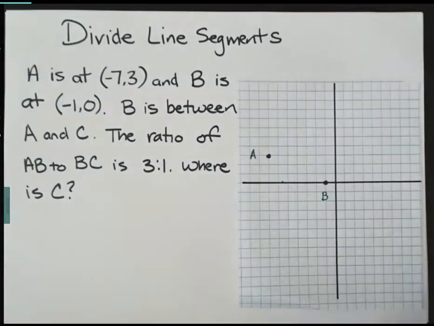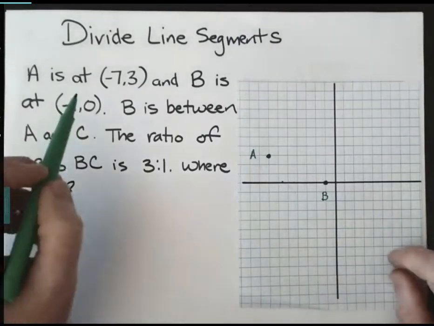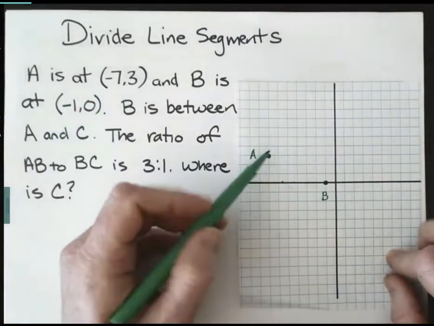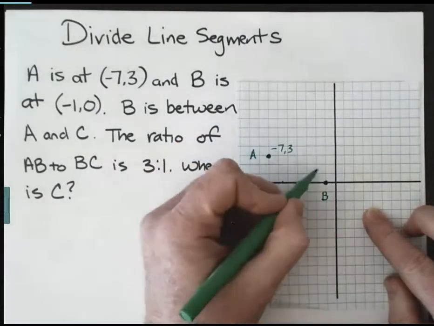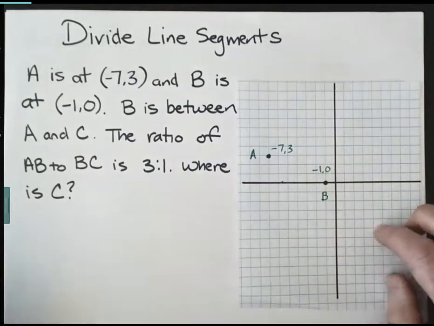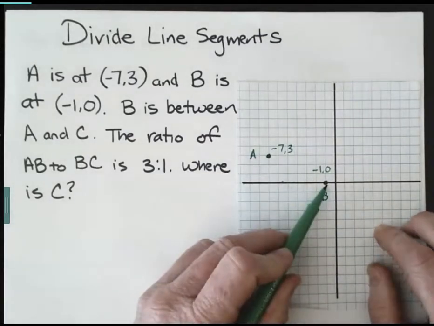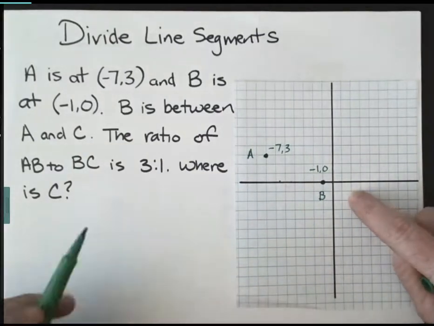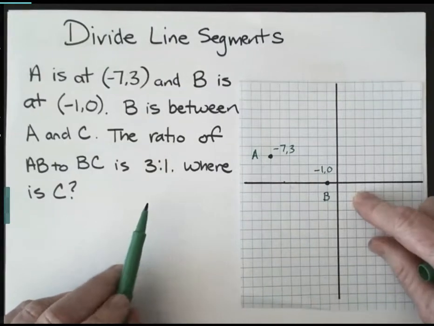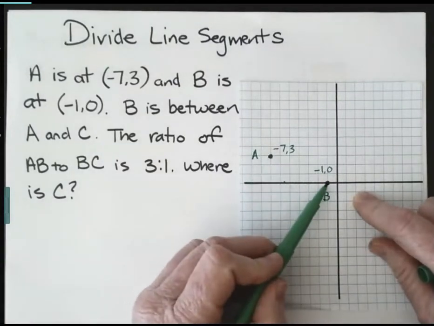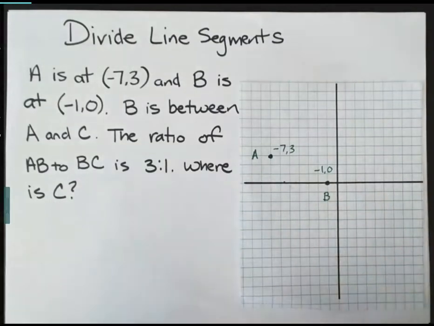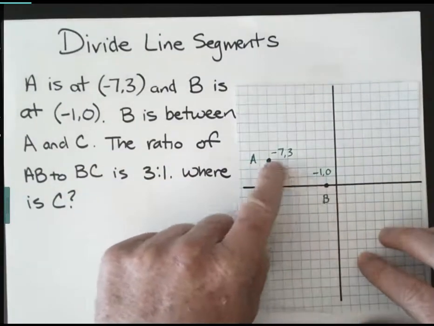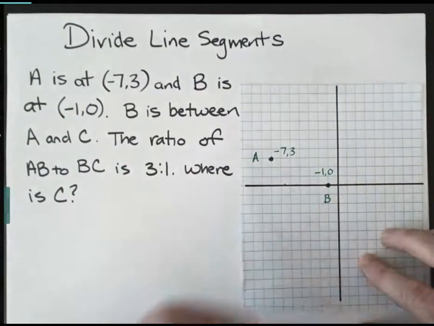Dividing line segments. This is a little tricky. So A is at negative 7, 3, which is right here. And B is at negative 1, 0. B is between A and C, some point C, which has to be over here somewhere. The ratio of AB to BC is 3 to 1. Where is C? Okay, so A to B is 3 times longer than B to C.